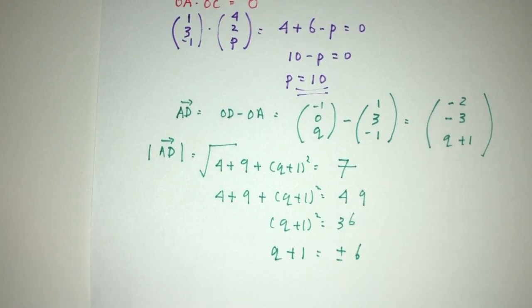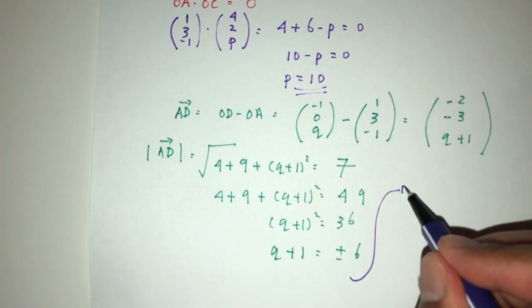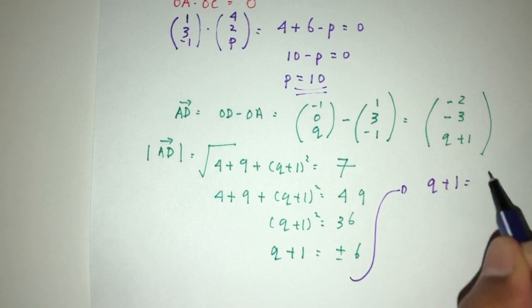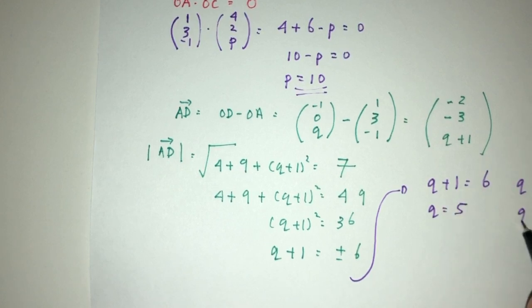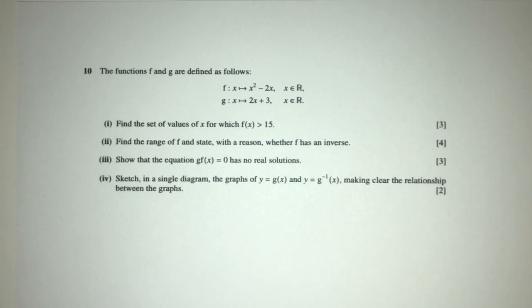So from this we follow up with what? We follow up on this side. q plus 1 could be 6 and q plus 1 could be minus 6. So q could be 5 and q could be minus 7. So these are the two possible values for q for this question in relation to vectors. Let's move on to this question.